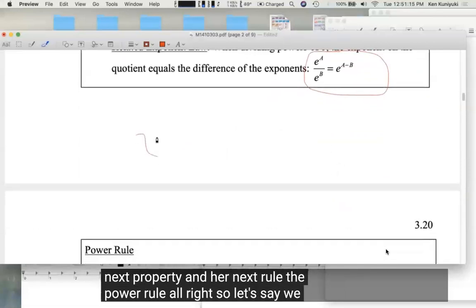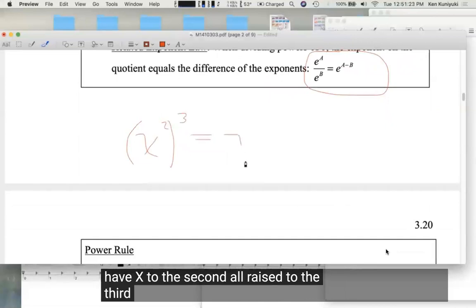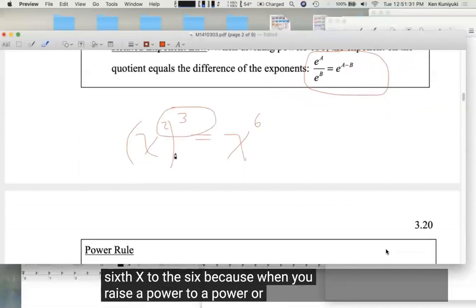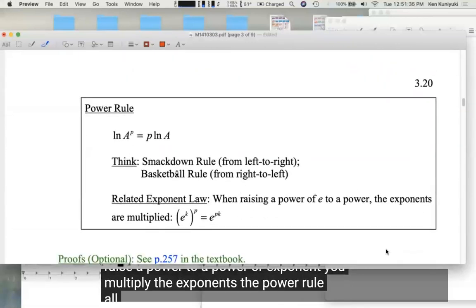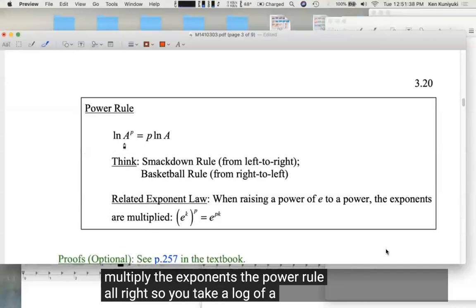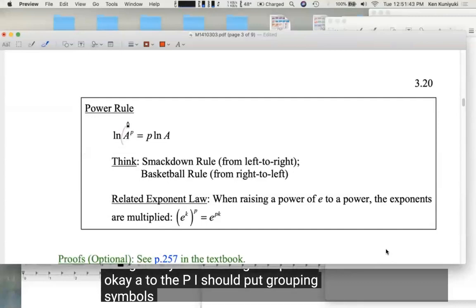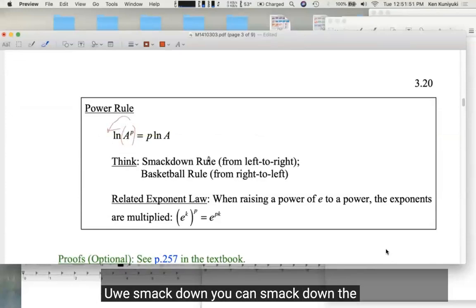Now for our next property and our next rule, the power rule. All right, so let's say we have x to the second all raised to the third. That's x to the what? It's x to the sixth, because when you raise a power to a power, you multiply the exponents. The power rule. So when you take a log of a power, a to the p, I should put grouping symbols here, you can smack down the p. That's like WWE smackdown.